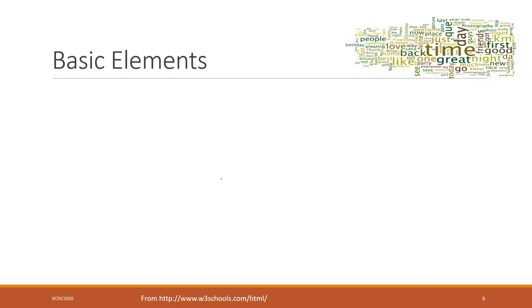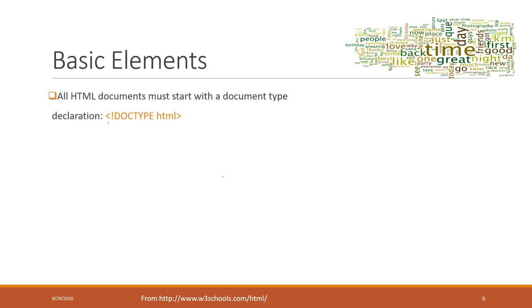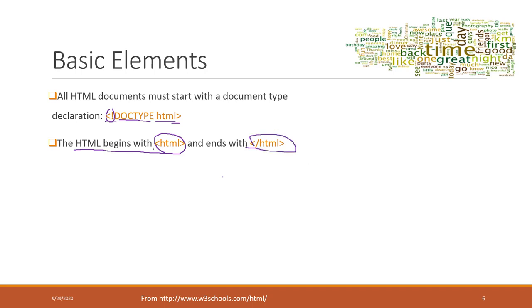So let's talk about some basics of the HTML elements. The first one is a declaration. All HTML documents should start with a document type declaration, and that is simply an exclamation mark, DOCTYPE, and HTML. So that is the first element that you should put in your HTML code. And next, HTML should begin with the HTML tag and also end with the slash HTML tag. So that is the starting tag and that is the ending tag.